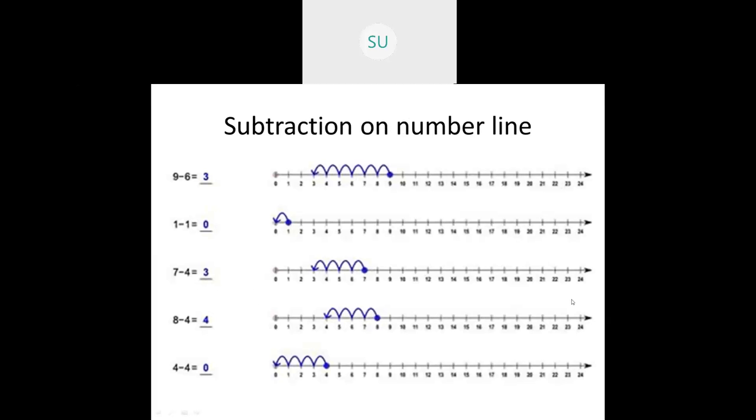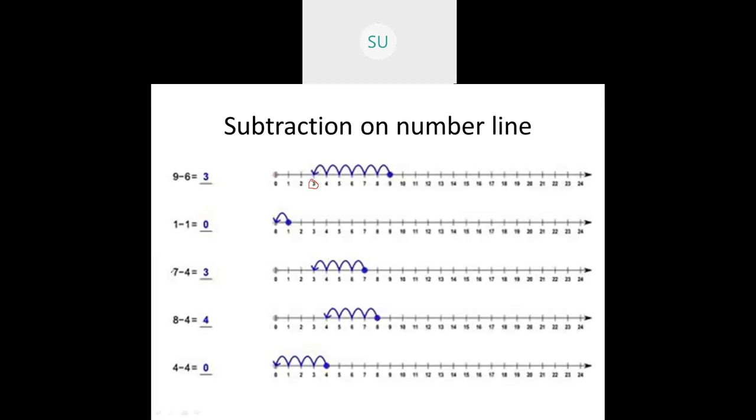Okay, so you all have done subtraction on number line, correct? So we'll just see how to do subtraction on number line first and then we'll solve a few problems. So 9 minus 6 is equal to 3. How will we do that? First, on a number line, we'll search where the number 9 is. Okay, we got the number 9. Now we count backwards 6 steps. So 1, 2, 3, 4, 5, 6. Which number did we reach by counting backwards? On the number line, we reach the number 3. So 9 minus 6 is equal to 3.